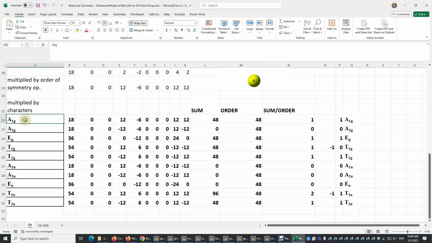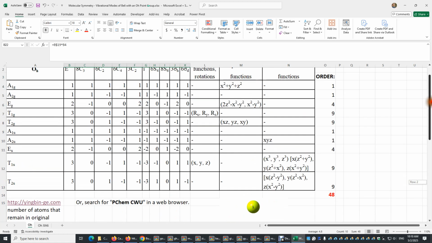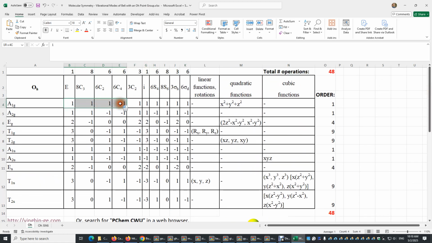So the characters of A1G should be 1 1 1 1 1 1 1 1 1 1. Let's double check. A1G, 1 1 1 1 1 1 1 1 1 1. A2G, we have some negative ones here and here and here. E sub G, E means doubly degenerate, so you see 2 here. T1G, T2G are both triply degenerate, so you see 3 and 3 here.